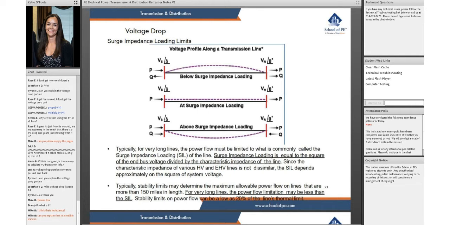And your SIL is your natural loading. So that's going to be your active power loading, your watts, of the transmission line, where the reactive power is neither produced nor absorbed.